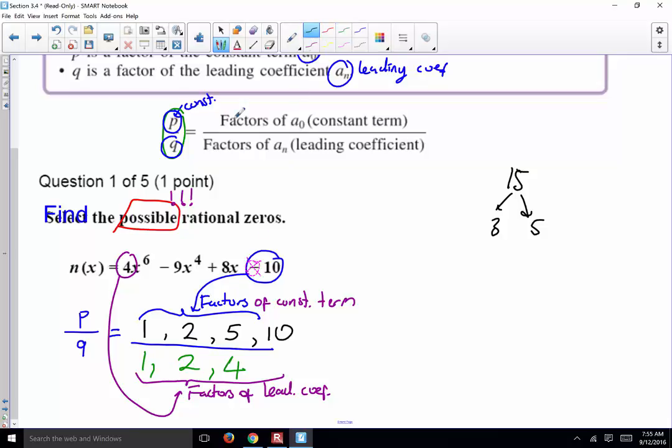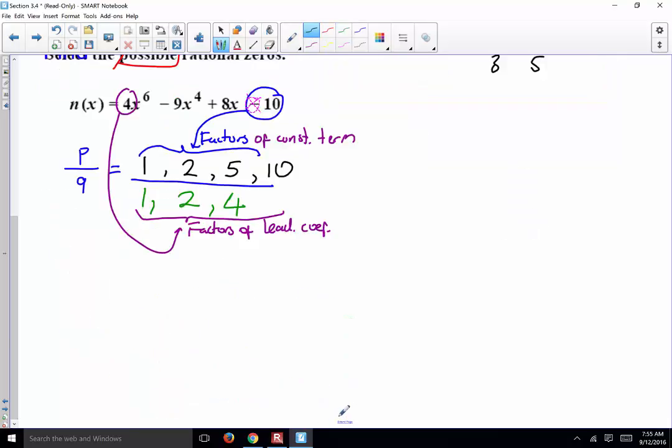Okay. What we are going to do is build this list of candidates, or possible zeros, which is the better word. You're going to compile a list here and separate them with commas. Always take one number from the top, and check each possible division by 1, 2, 4, each number from the bottom. So what is 1 over 1? 1. That's the first one.